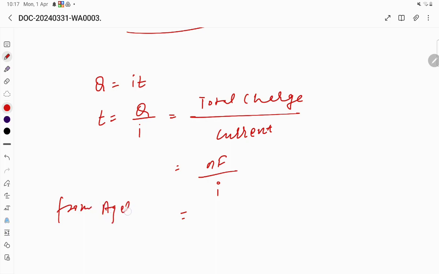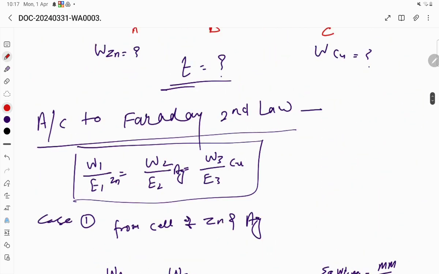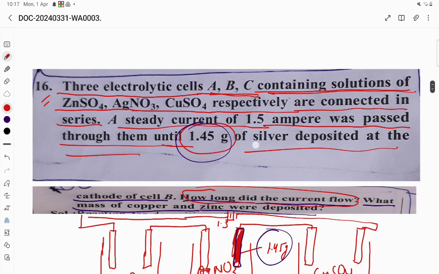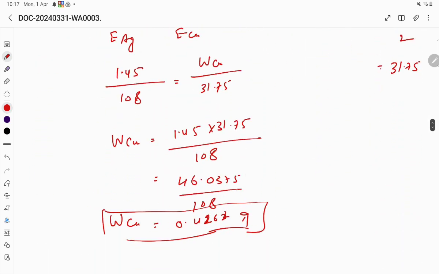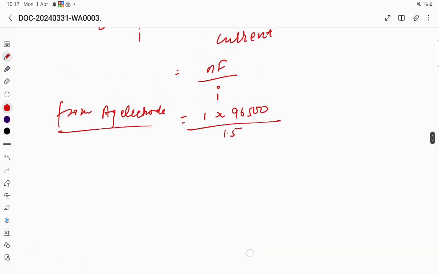Suppose in each case you will get the same. From the Ag electrode, the silver electrode, you see, 1 Faraday, the Faraday constant, is 96,500, and the current, student, is 1.5 ampere. Okay, read the question for which portion they are asking. Of silver deposited at cathode, how long did the current flow? For the silver itself they are asking. Now we need to divide this, and then we will be able to get the answer.